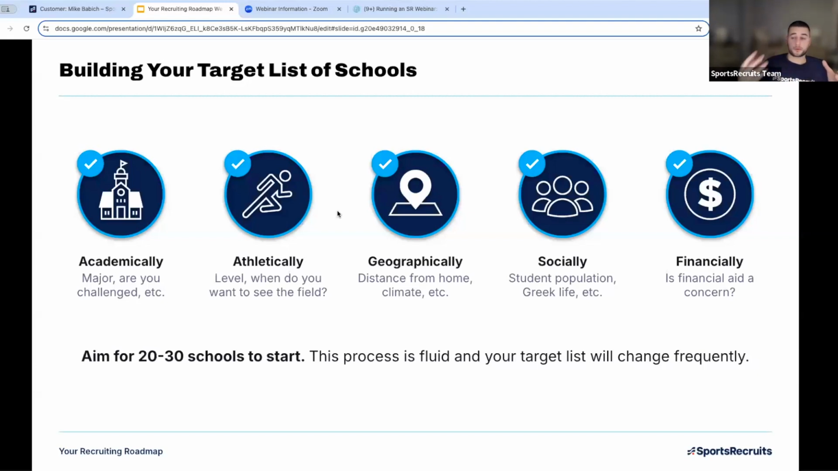Does it have the certain program that you might want to find? That's going to be something that's going to play a huge piece, and you definitely don't want to sacrifice the academic component of what school that you end up deciding on. So definitely make sure that that's a factor that ends up being an important piece of what you're looking for. Athletically kind of goes the same way, right?